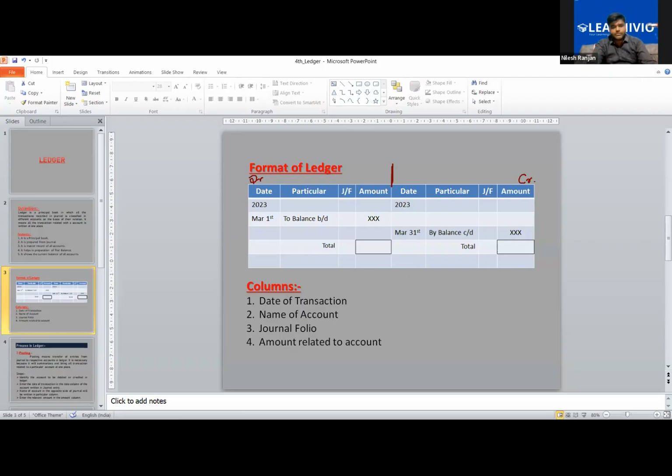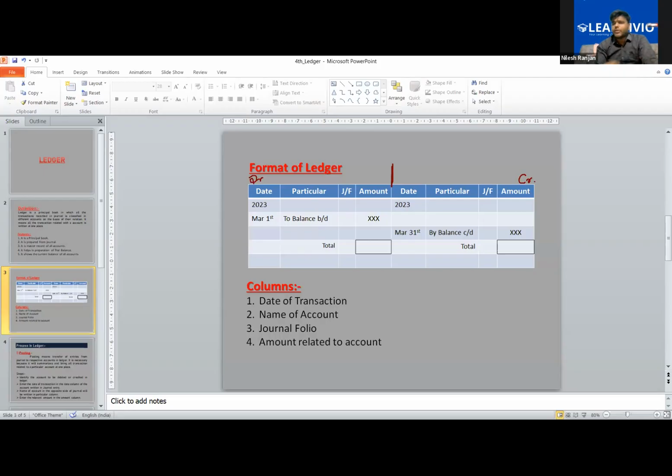Then name of account. That is the most important part because it is confusing. I will explain, I think you'll understand. So the name of account will be written in the particular column, the second column. The third is journal folio, JF, and the fourth is the amount related to the account. So we have to prepare this format for every account.